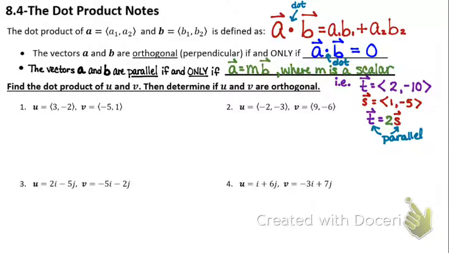If you can look at either one of the vectors and you're saying, ooh, if I just multiply both of the parts of this one by 2 or by 5 or by 1/2, and I can get this other vector, then they're parallel. Remember, with vectors, location doesn't matter, but direction does.